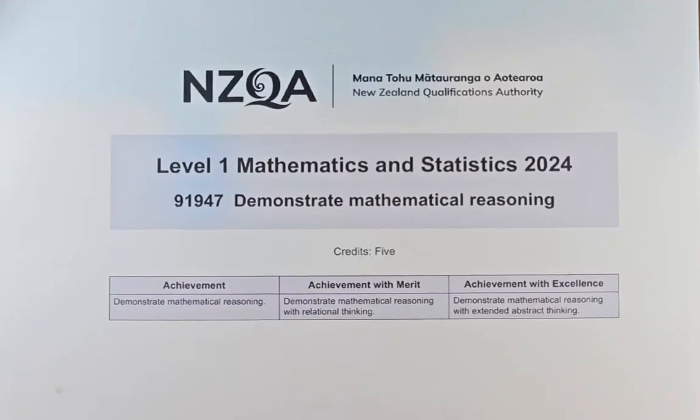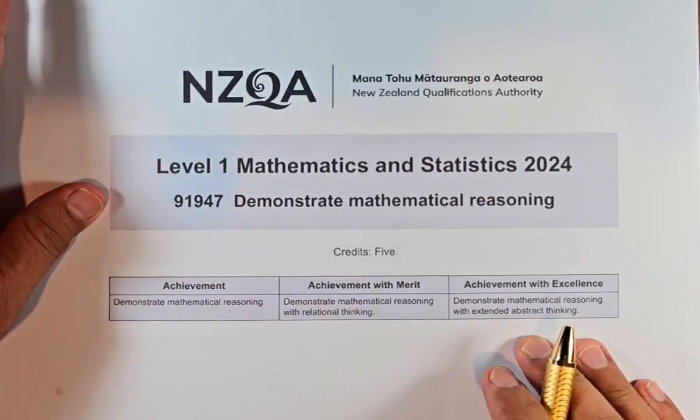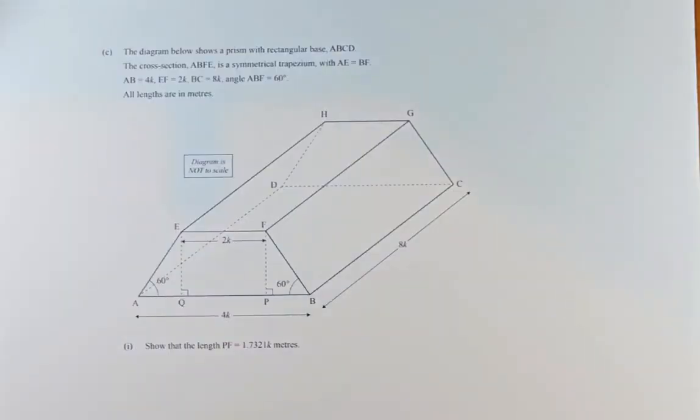Going to try and solve question 3C, part 1 and part 2 of the 2024 Demonstrate Mathematical Reasoning exam paper titled number 91947. This is a 5 credit internal, and without further ado, let's do question 3C part 1, which is achieved, and then 3C part 2, which is excellent. So let's start.